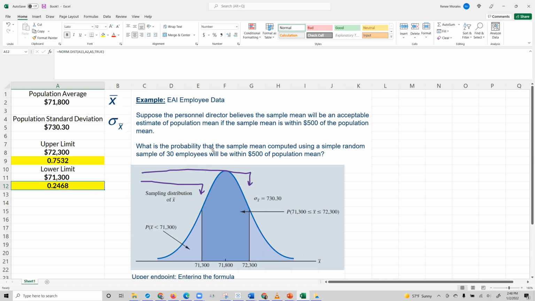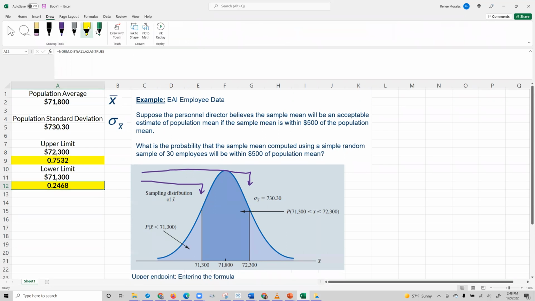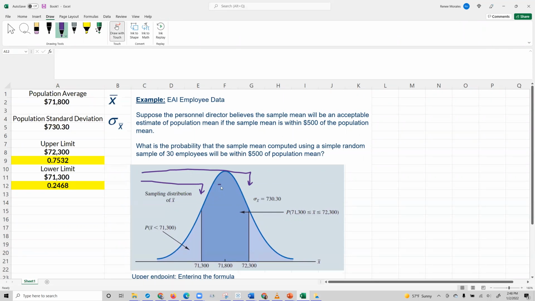However, the question is, what is the probability that the sample mean that's computed will be within plus or minus 500? So they want to know the area of that dark blue area there. Basically, this area in this dark blue section here. If we know the cumulative probability from here to this point, and we know the cumulative probability from here to this point, in order to get this dark blue or purple area that I've shaded, you just need to subtract the two probabilities.